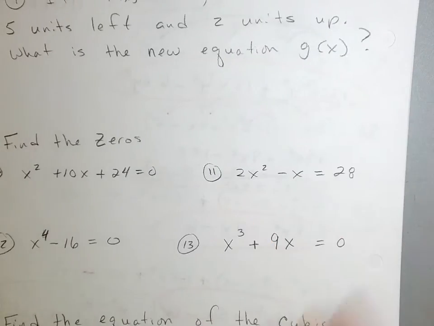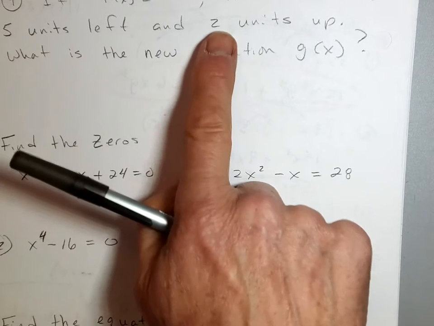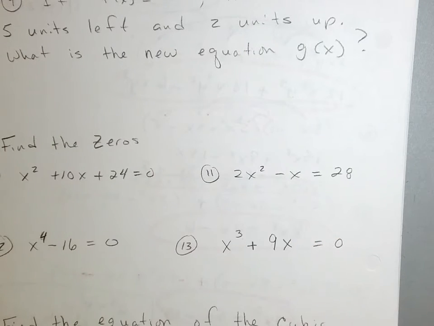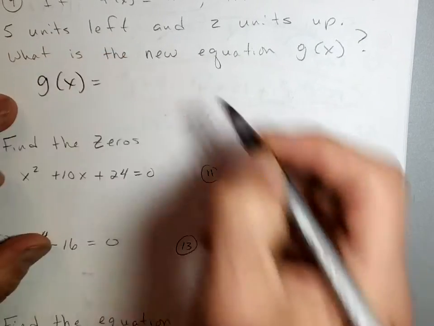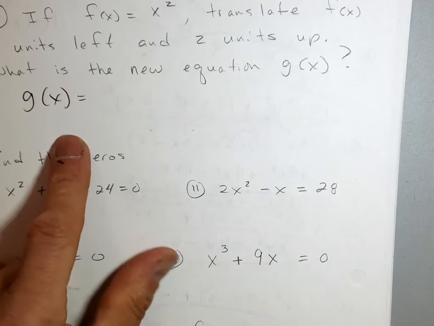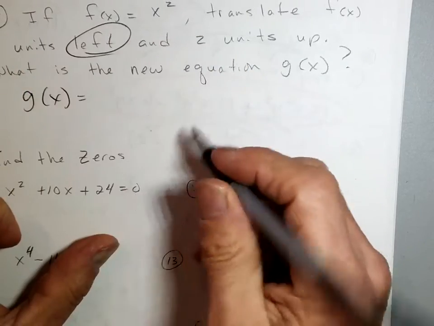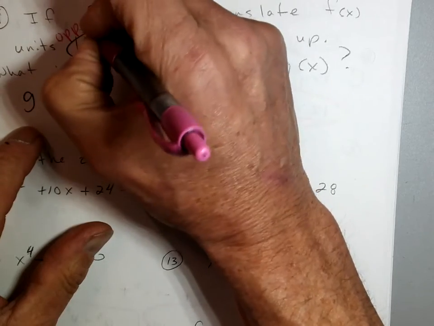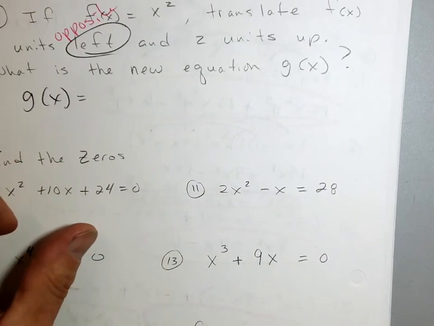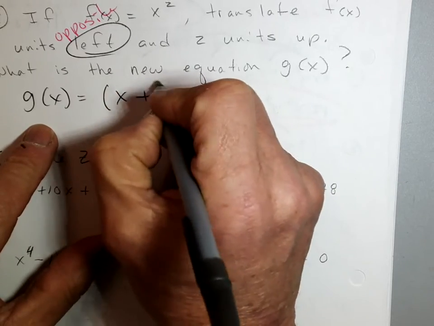Okay, so 9. If f of x is x squared, translate f of x 5 units left and 2 units up. Okay, what's the new equation? So, alright, let's call it g of x. Okay, g of x is equal to. If I go 5 units to the left, remember, opposite. Remember how we do the opposite? And it's inside, right? Opposite inside, so we're going to go parentheses x plus 5 squared.